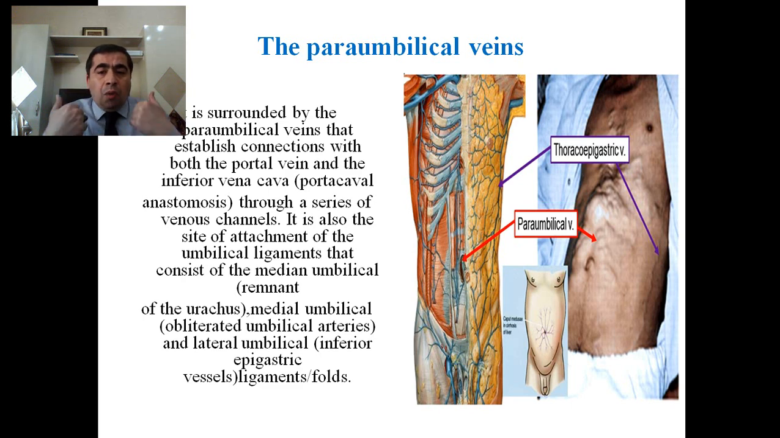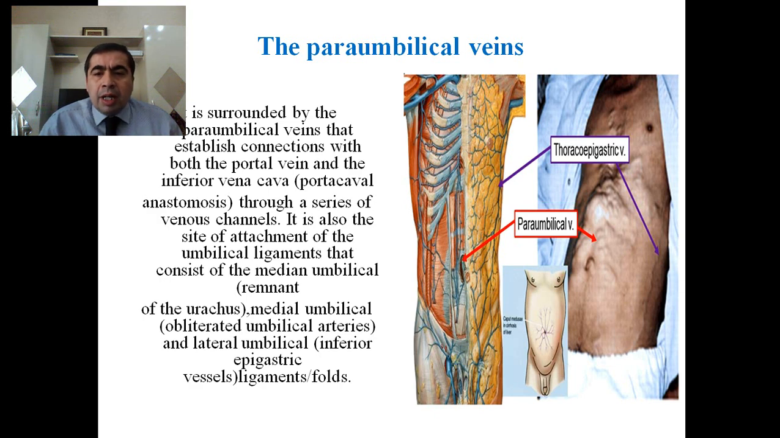Of course, on the anterior abdominal wall, we will get the cava-portocaval anastomosis, a unique anastomosis, which connects the upper cava, the vena cava superior, the lower cava, the vena cava inferior, and the paraumbilical veins, which belong to the portal vein system. This is a very important site, the site of attachment of the umbilical ligament.